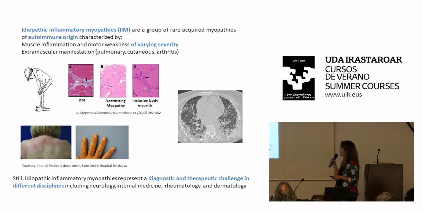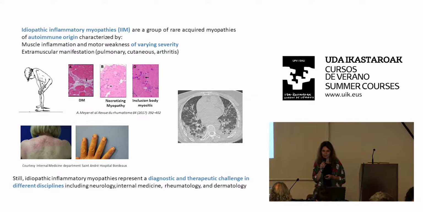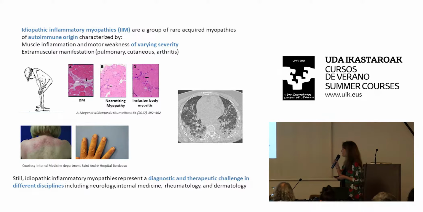So as you all know, idiopathic inflammatory myopathies are a rare group of acquired myopathies of autoimmune origin, and they are characterized by muscle inflammation and motor weakness, which can range from low weakness to very severe forms. They're also associated with extramuscular manifestations, such as pulmonary, as already described by Christina, but also cutaneous and arthritis. So those pathologies represent a diagnostic and therapeutic challenge in different disciplines, including neurology, internal medicine, rheumatology, and of course dermatology.